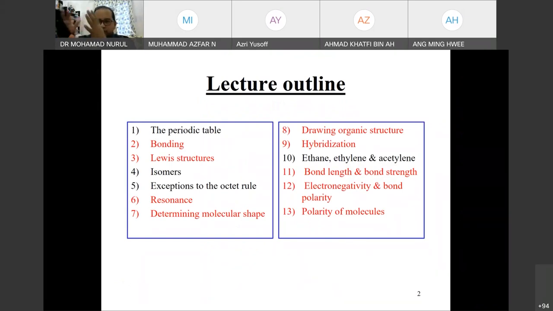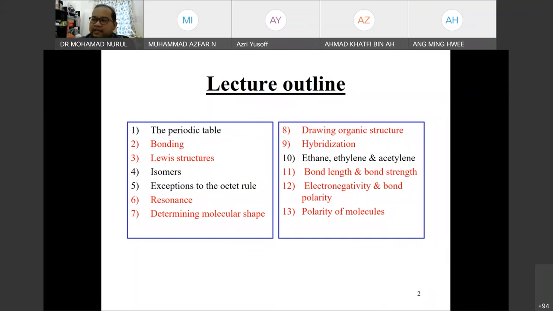The periodic table, the big periodic table. The second one is about bonding. Lewis structures, I know how to do it. Lewis structures and isomers. Exceptions to the octet rule, you have to understand it. The resonance structure, which is important. Next, determine the molecular shapes. And 8, drawing organic structures.